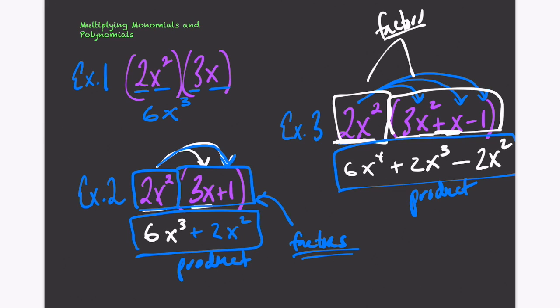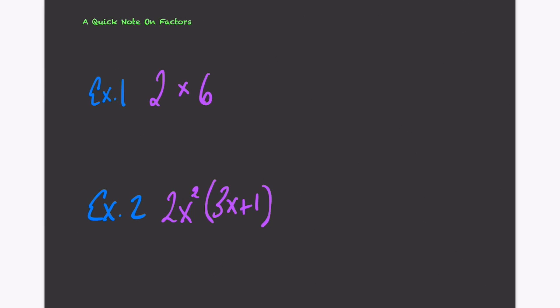And this idea of factors is going to be really important as we move on in the lesson. One other quick note on factors: even something as simple as 2 times 6, each of these are factors. These are the things that you're multiplying together to get 12. So 12 is your product.